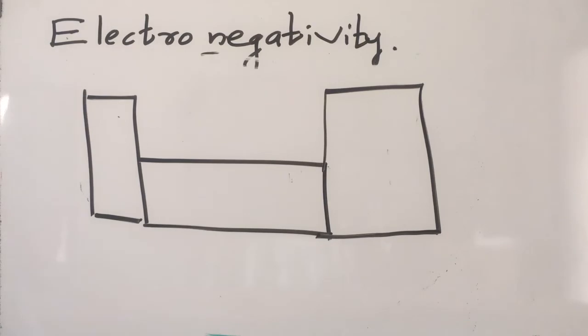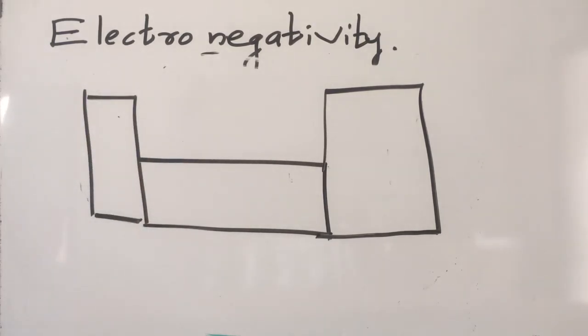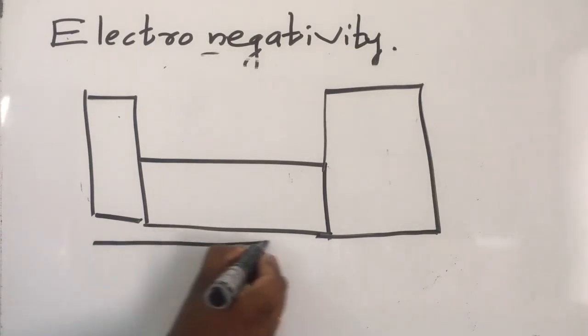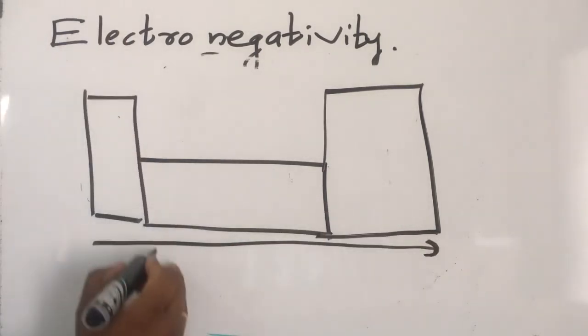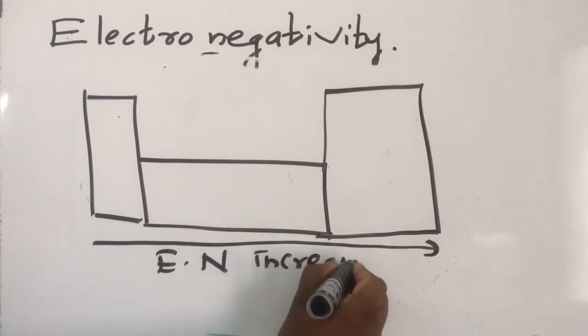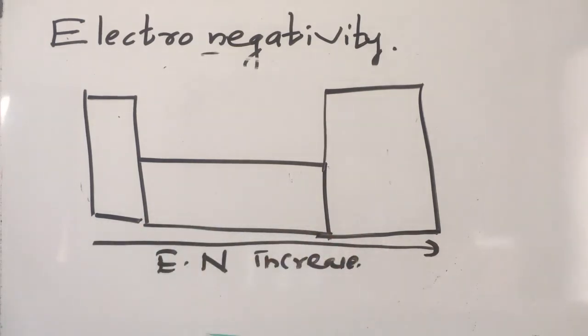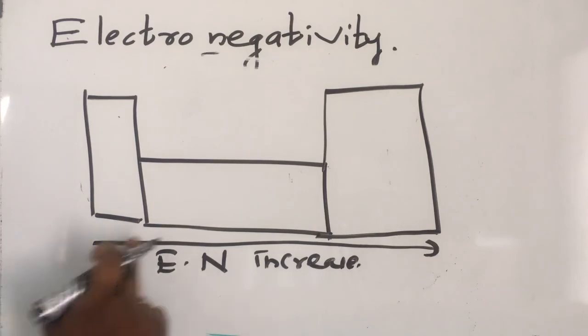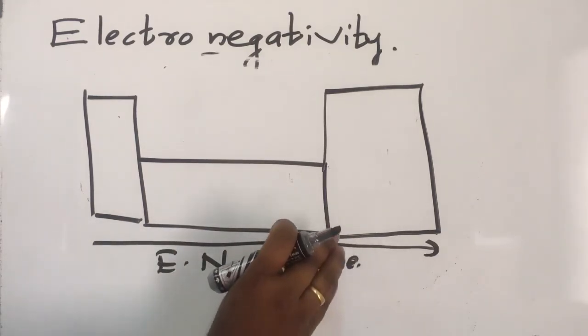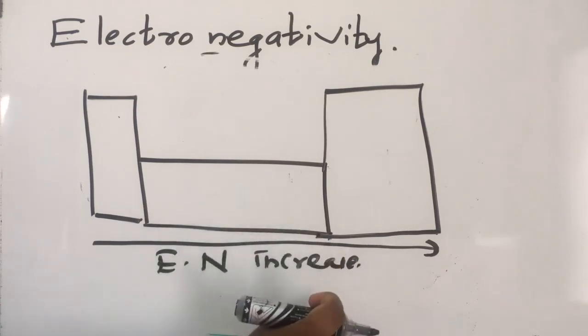Let's discuss the variation of electronegativity in the periodic table. In the periodic table, from left to right along a period, electronegativity increases. Can you tell the reason why electronegativity increases from left to right along a period? Because from left to right, atomic size decreases, so the atom can easily attract the shared pair of electrons, because the shared pair is nearer to the nucleus.